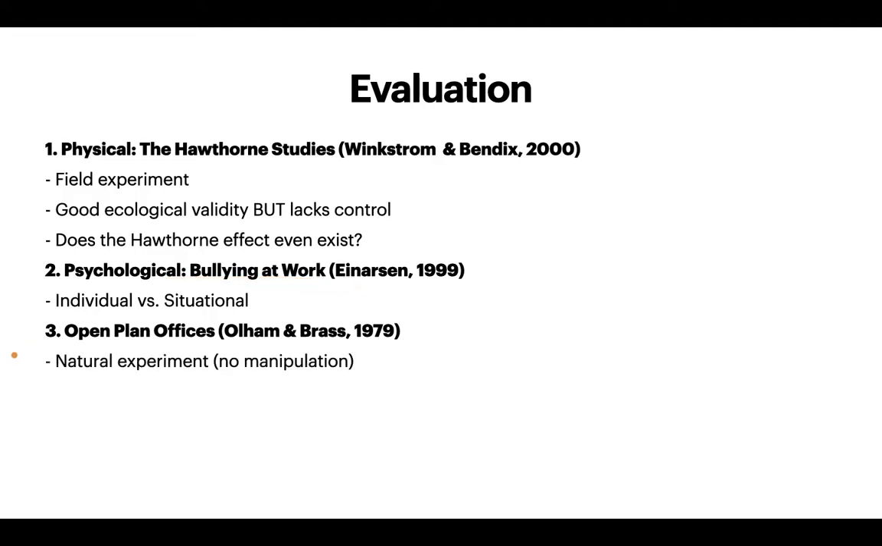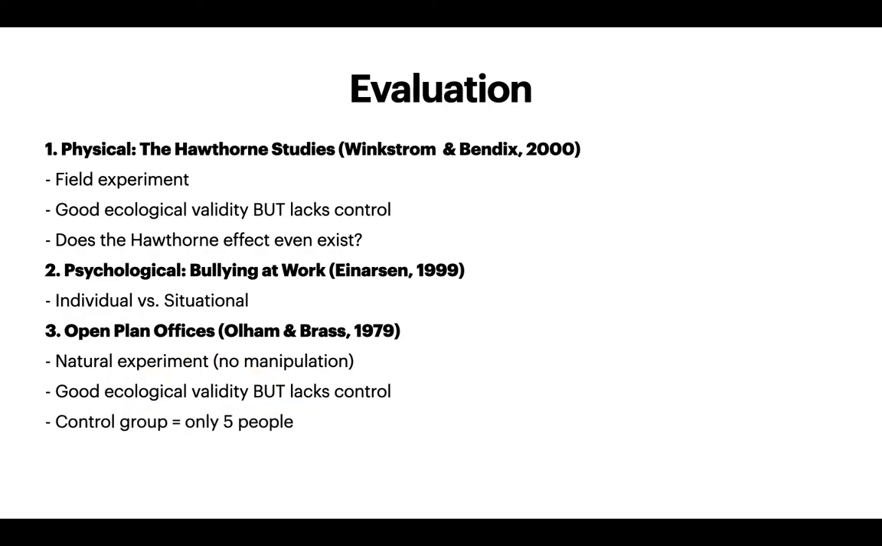The open plan offices study was done via a natural experiment because there's no manipulation involved, but you're comparing two groups. It has good ecological validity because it's done in a real life environment, but it also lacks control. Anytime you do an experiment outside of the laboratory, you lack control. Also, the control group only had 5 people, so that's a bit of a difficulty when comparing 5 to 76 or more. It's not very equal.